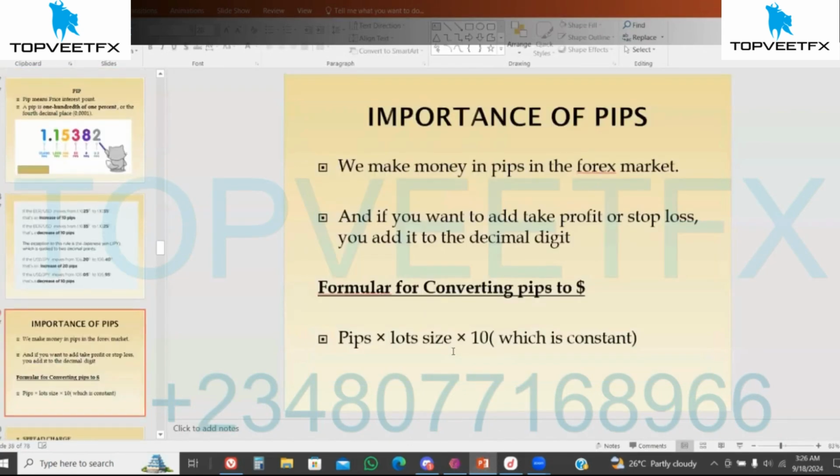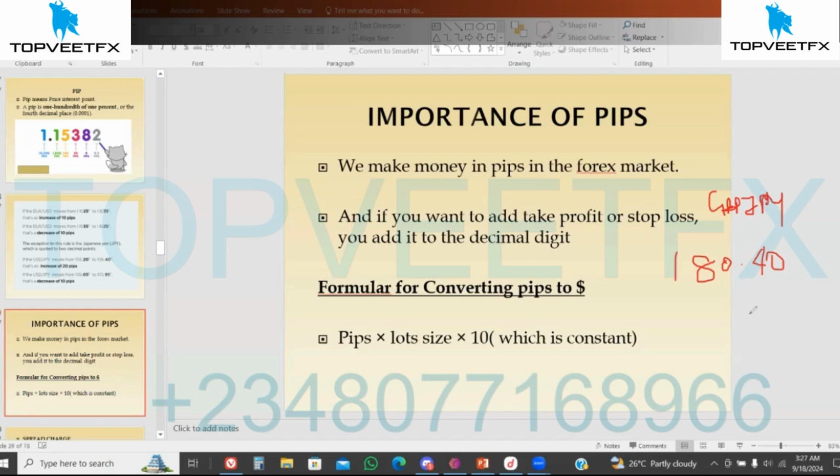Now, what is the importance of pips? We make money in pips in the forex market. And if you want to add profit or stop loss, you add it to the decimal digits of your current market price. For example, I want to add 50 pips to the price of GBP JPY. This is 180.40. I'm picking it randomly. This is GBP JPY.